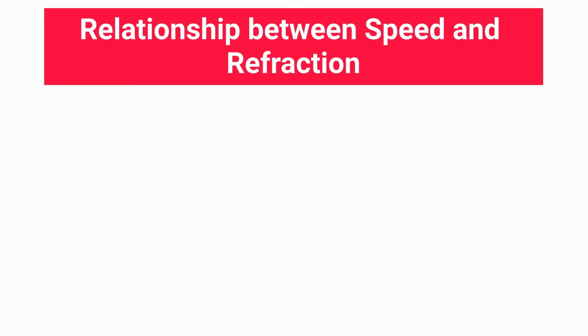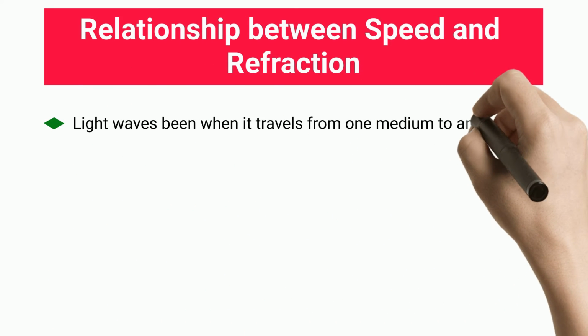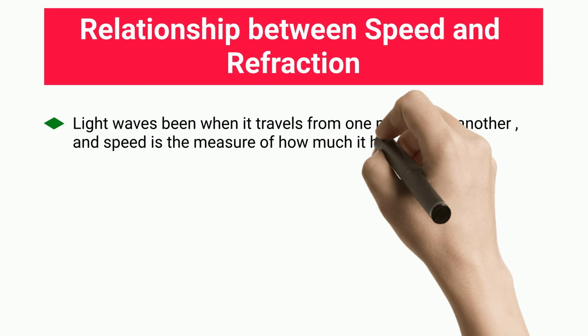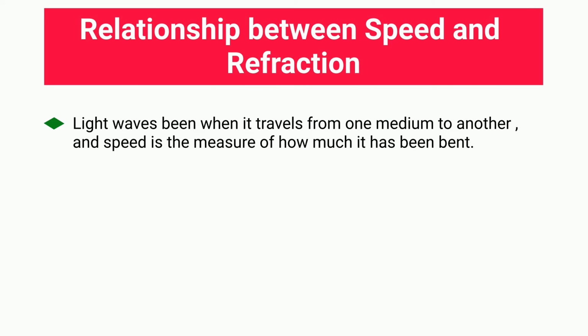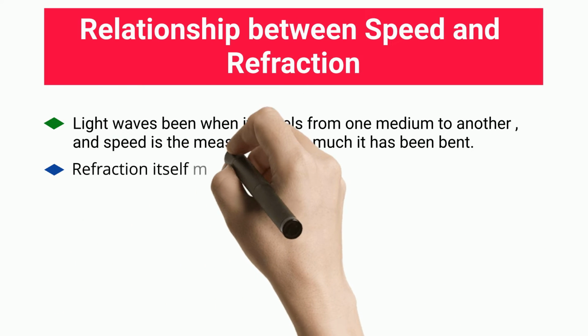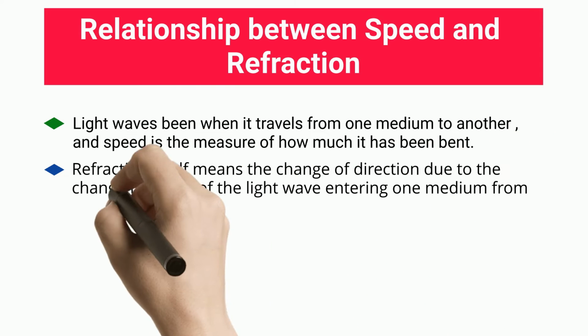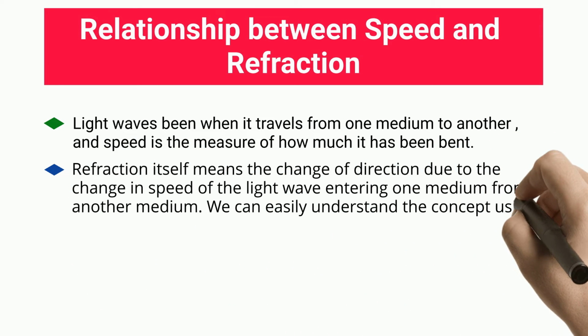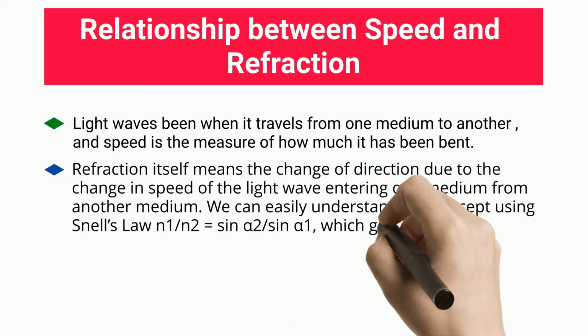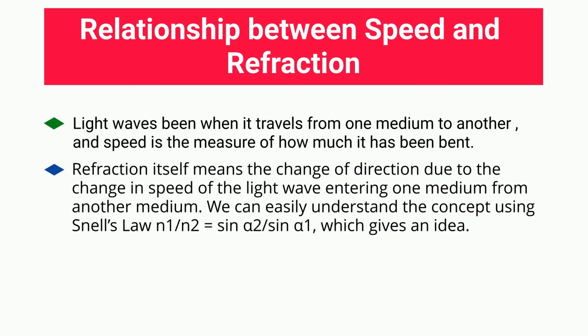Relationship between speed and refraction. Light waves bend when they travel from one medium to another, and speed is the measure of how much it has been bent. Refraction itself means the change of direction due to the change in speed of the light wave entering one medium from another medium. We can easily understand the concept using Snell's law, n1/n2 equals sin θ2/sin θ1, which gives an idea.